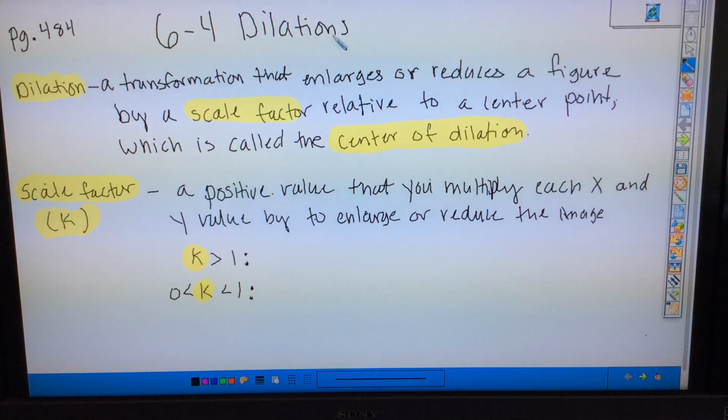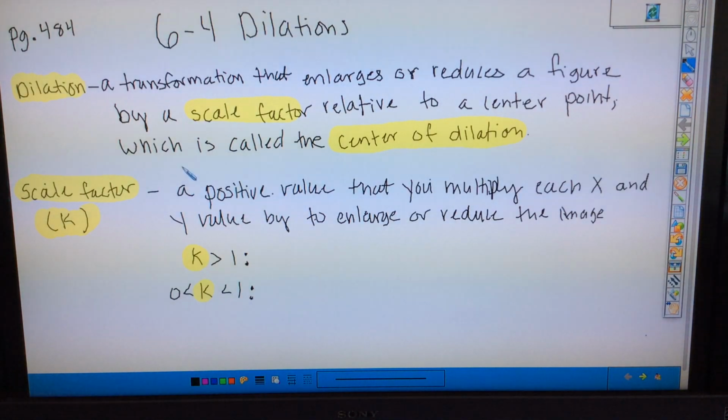This is called dilations. And the textbook definition of a dilation is a transformation that enlarges or reduces a figure by a scale factor relative to a center point, which is called the center of dilation. So if you're following along in the book, you can find this information on page 484, 485.